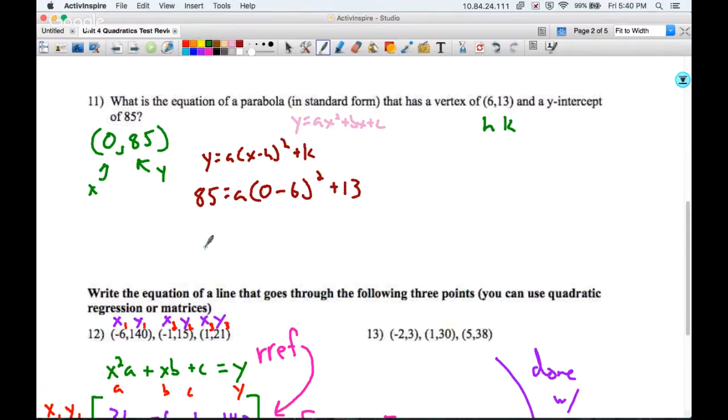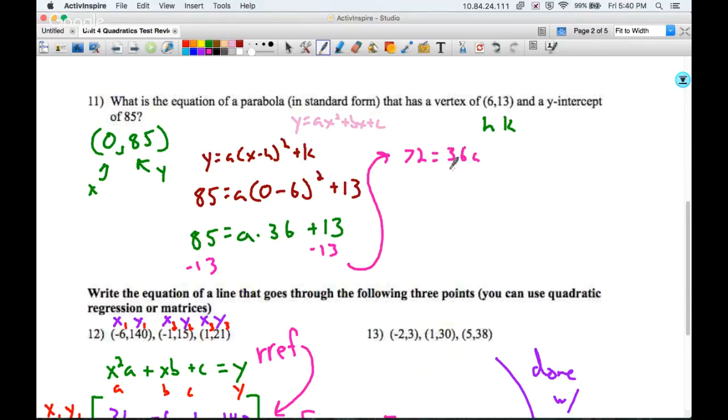Now let's solve for a. 85 equals a times 36 plus 13. Just solving this linear equation. Then we get an a value of 2 when we're done. So this is good. We can plug this back into vertex form right here. Okay. And then once we plug it into vertex form, we got to convert vertex form to standard form.